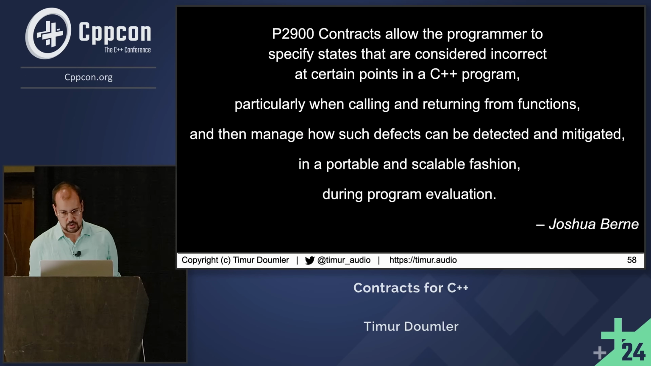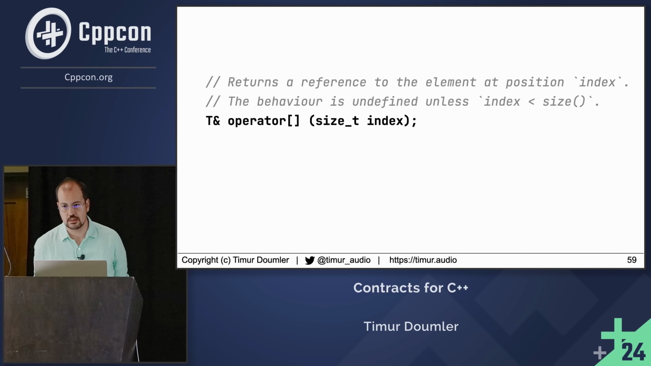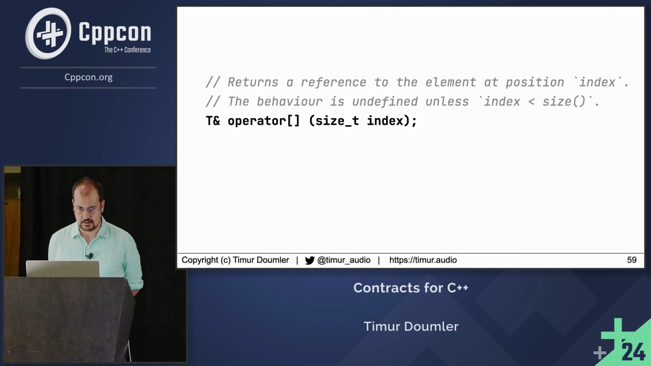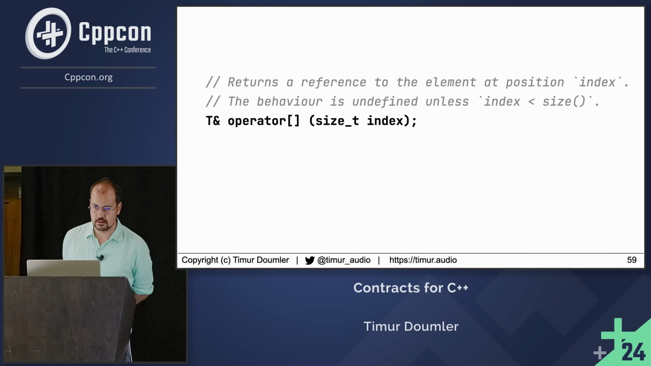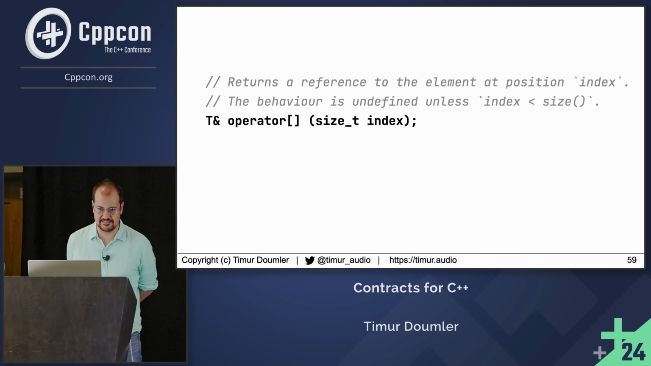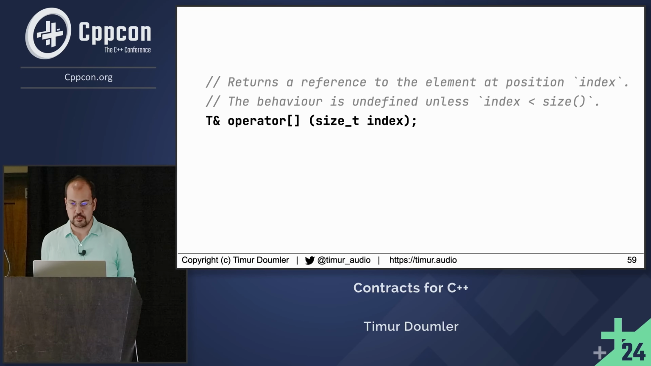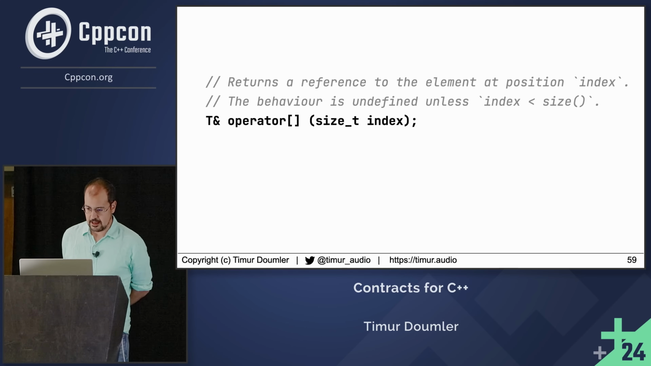So let's look at some code. Yeah, there's a question? "Forgive me. When you say during program evaluation, you're talking about compile time?" We're going to talk about that later. But during program evaluation means while your program is running, while code is executing. It includes runtime and compile time, because you can evaluate constant expressions at compile time. So that's also program evaluation. We're going to talk about that later.